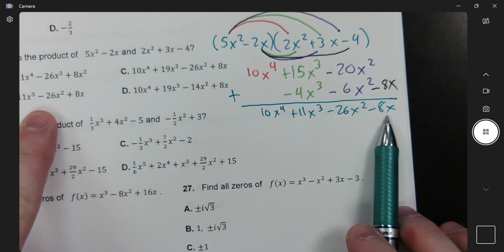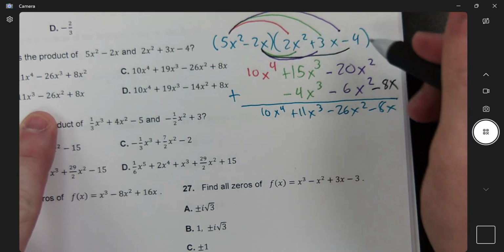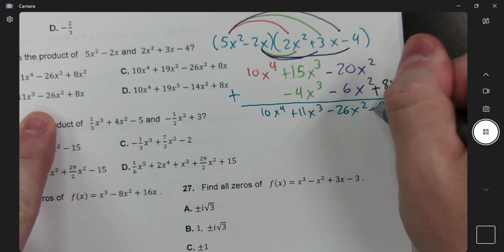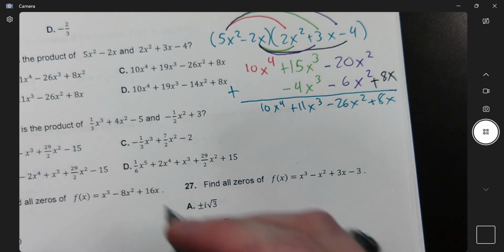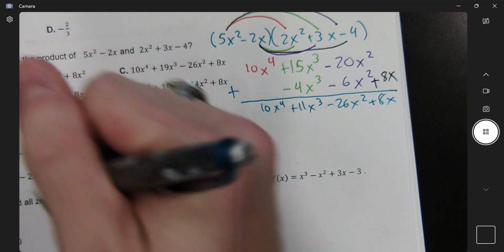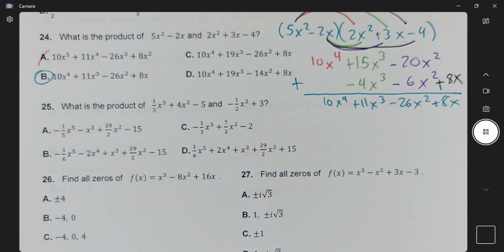Is it? Nope. Ooh. Basic. Negative times negative is positive. Sorry. There we go. I think it's this one. 10, 11, -26, 8. There it is. Done. I wish there was a faster way. And unfortunately, there's not.